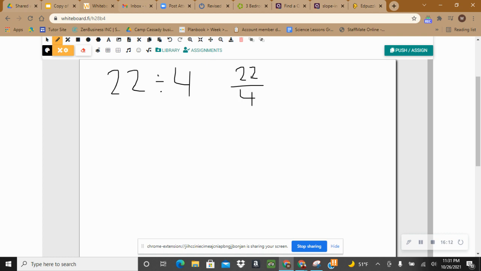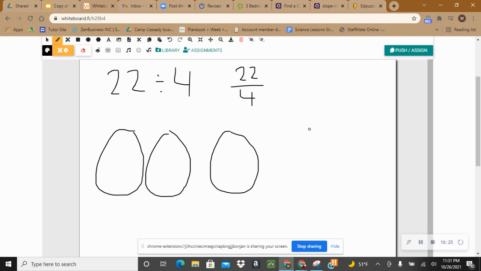Now, since this is an improper fraction, I'm going to draw 4 circles. This method may take longer for some of you, but those of you that know your multiplication facts can figure this out. How many times can 4 go into 22? Figure that out. That's going to be the whole number in the mixed number. Then what's left over? And the denominator is going to stay the same. So always keep that 4 as the denominator, remember?